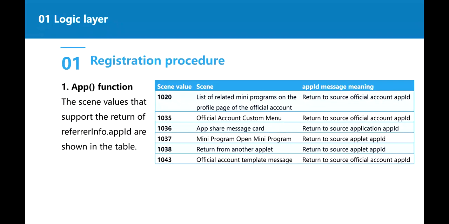We have scene 2, the list of related mini programs on the profile page of the official account, to return the source official account app ID. The official account customer service message returns the source official account app ID. An app share message card returns the source application app card ID. Mini program open mini program returns the source applet ID returned from another applet. The official account template message returns the source official account app ID, and so on.